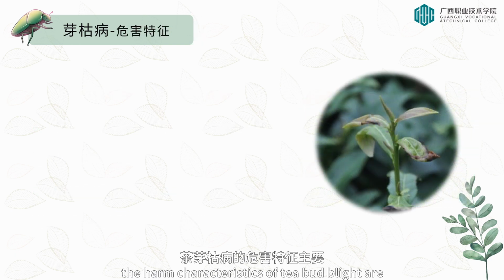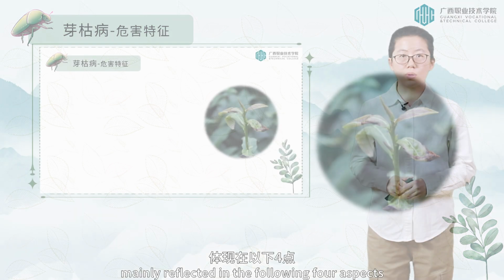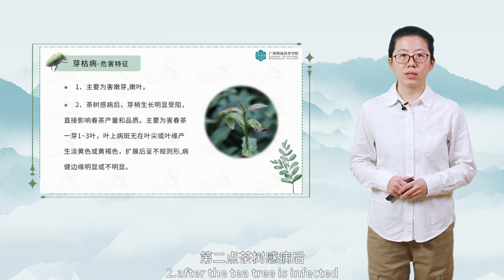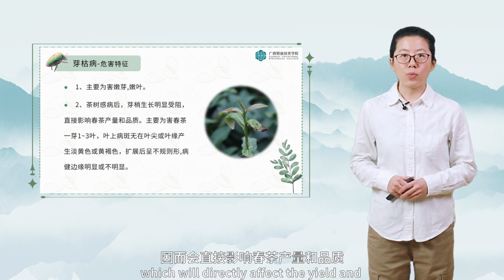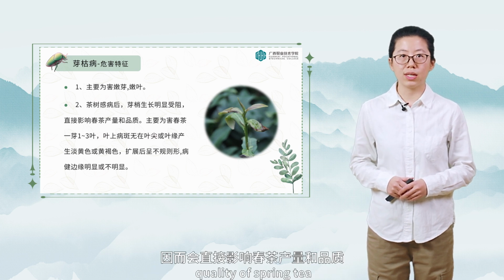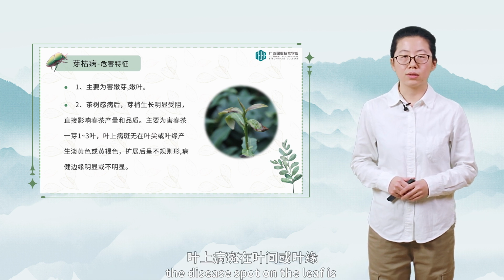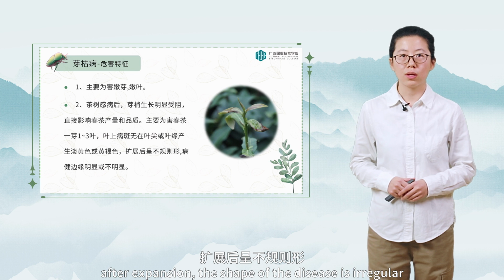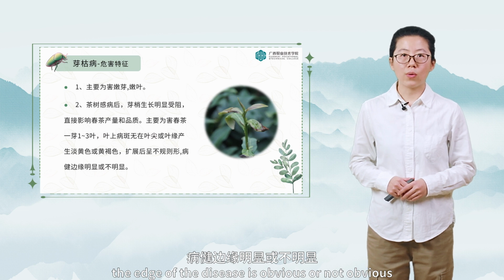The harm characteristics of tea bud blight are mainly reflected in the following four aspects. 1. Mainly damage the tender leaves and buds. 2. After the tea tree is infected, the growth of the bud will be obviously hindered, which will directly affect the yield and quality of spring tea, mainly injuring the first to third leaves of spring tea buds. The disease spot on the leaf is between the veins or at the leaf edge, producing light yellow or yellowish brown color. After expansion, the shape of the disease spot is irregular. The edge of the disease spot is obvious or not obvious.